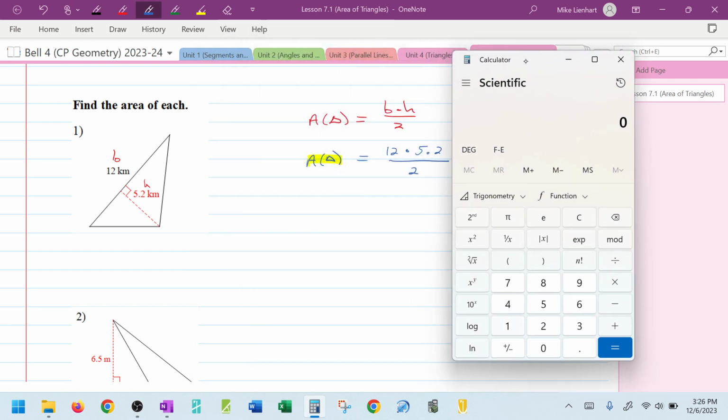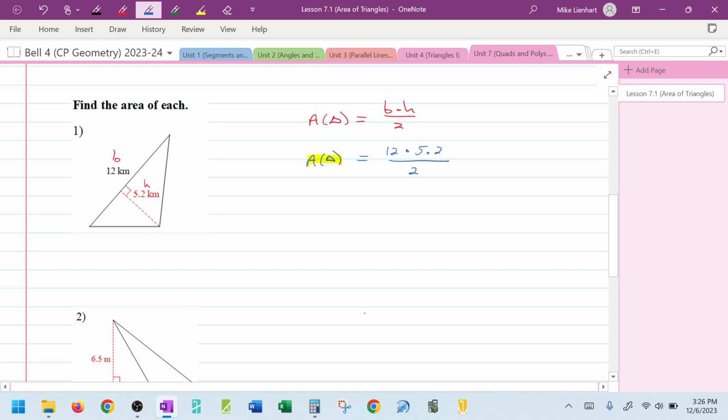And I'm simply going to take 12 times 5.2, get that answer, and divide it by 2. And that tells me that the area of the triangle was equal to 31.2. All right? But if you notice in the problem, they also gave me a unit of measure. When I'm given a unit of measure, I need to write my answer with that unit of measure.